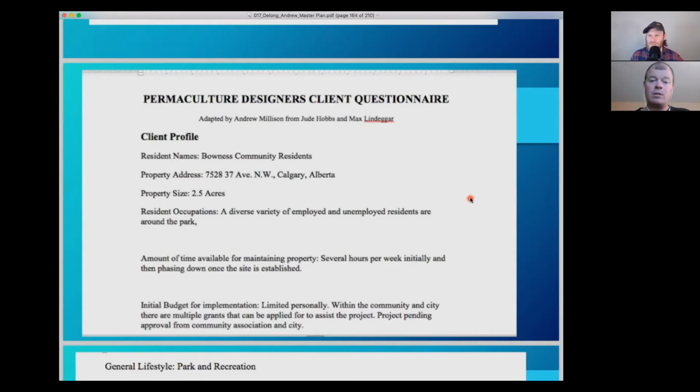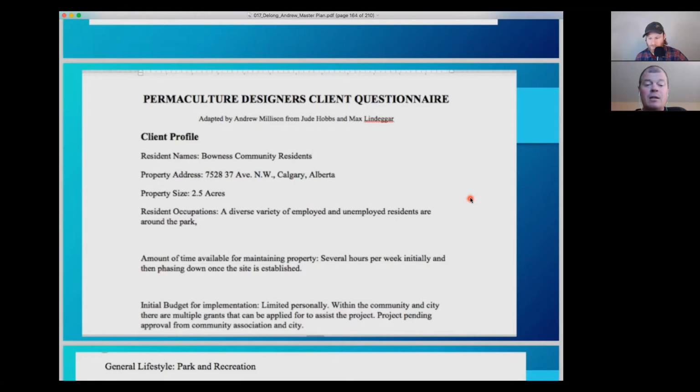You know, right here on the screen share, we have some very clear questions that specify some of these constraints: the amount of time available for maintaining the property, and the initial budget for implementation. So those are big filters. I highly recommend you get a clear budget number if you can, an actual dollar value, as compared to here where it just says limited. If it's your personal site specifically, definitely try to get a specific dollar number down. But identifying sources of budget and funds is great as well in this assignment.